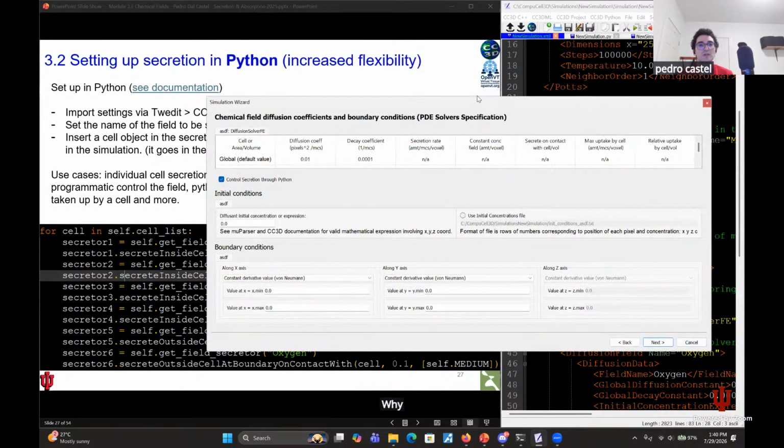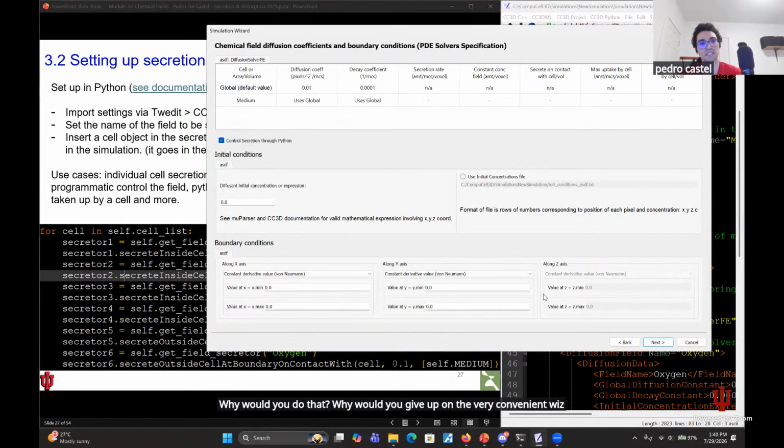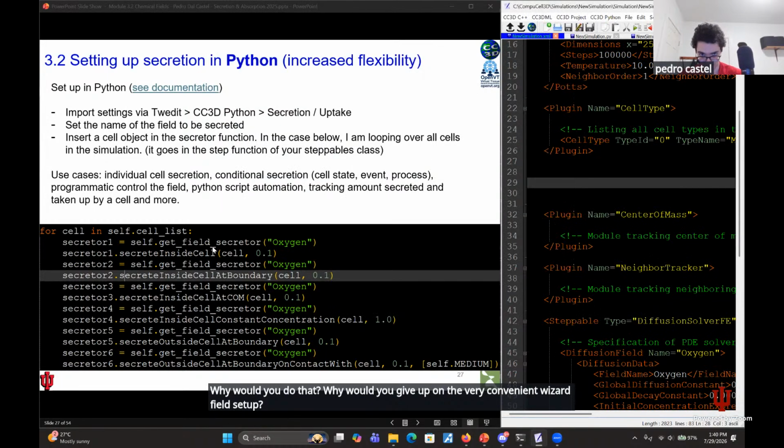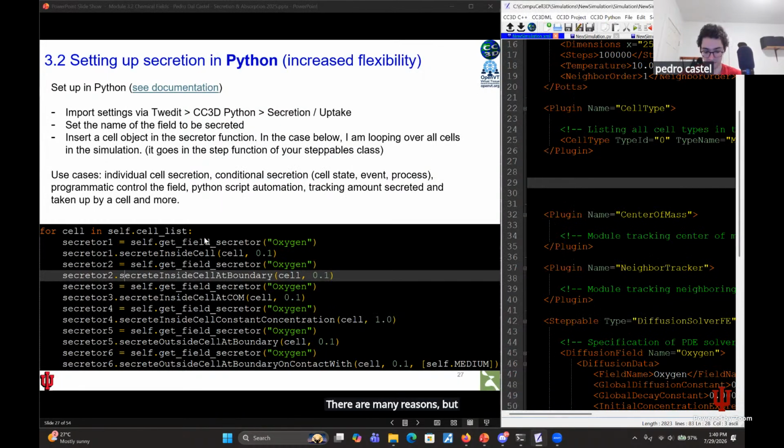Why would you do that? Why would you give up on the very convenient wizard field setup? There are many reasons, but they might not come soon enough for you during the hackathon. So for example, if you want individual cells to secrete, so they have the same type, but one particular cell of that type wants to secrete because it's at a certain position, or if you want to set conditional secretion based on the state of the cell or some event that happens.